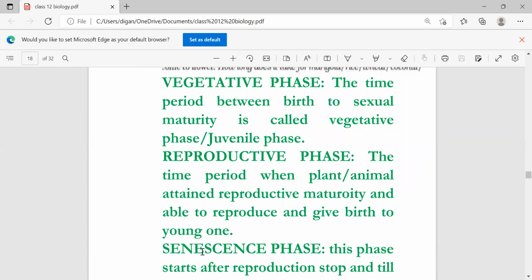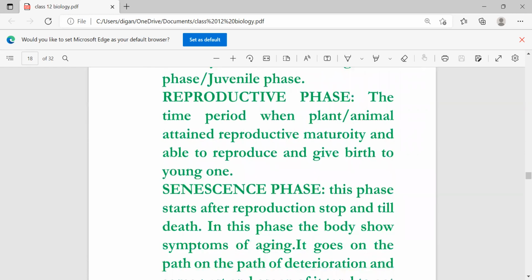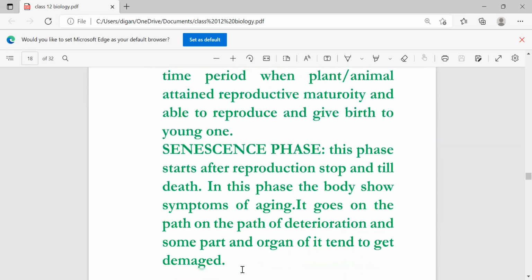And sorry, the last phase is called the senescence phase, and it is the last phase. It means this phase starts after reproduction stops and continues until death. In this phase the body shows symptoms of aging. It goes on the path of deterioration, and some parts and organs tend to get damaged.